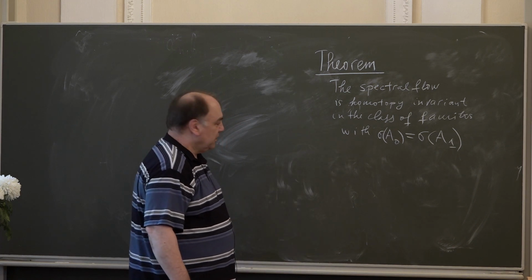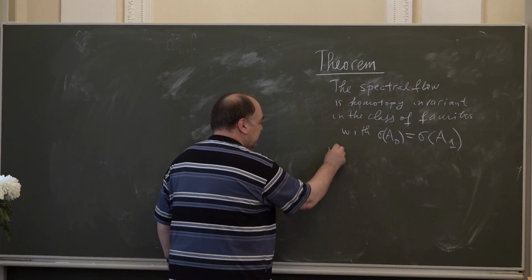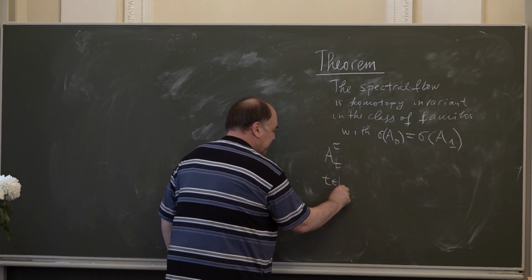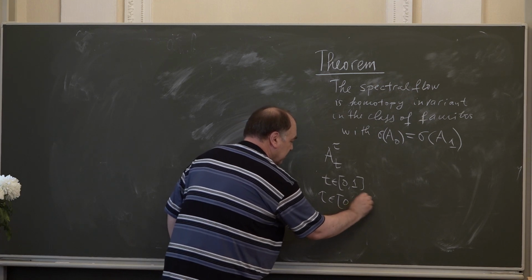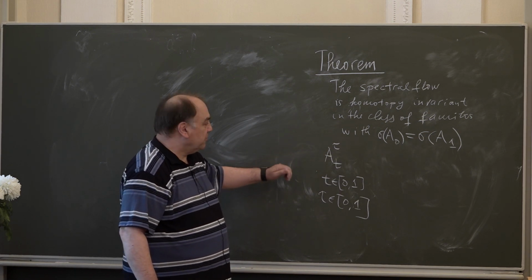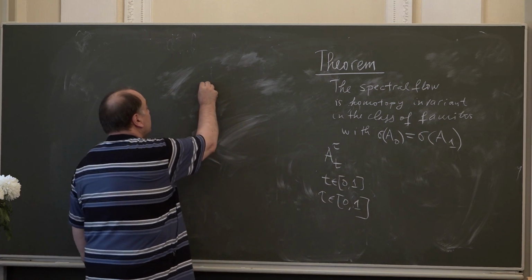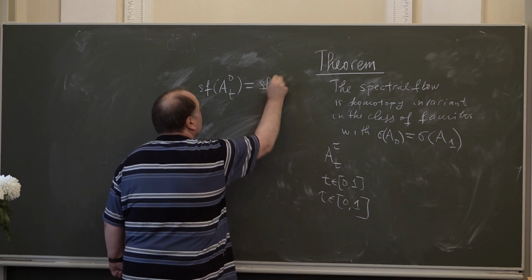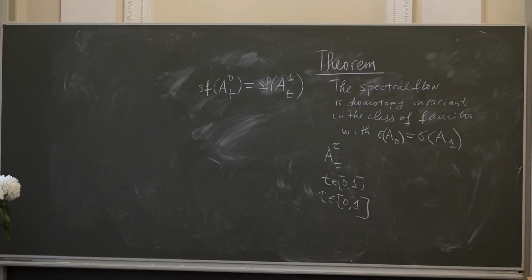So what does this mean, homotopy invariant? Assume we have a family A_t, which depends on an additional parameter, say tau. So in the family A_t, t varies in [0, 1], and it depends on an additional parameter tau. Tau also varies in [0, 1]. And it depends continuously in the sense of uniform resolvent convergence. Then the homotopy invariance means that the spectral flow of A_{t,0} is equal to the spectral flow of A_{t,1}. This theorem is easy to prove.